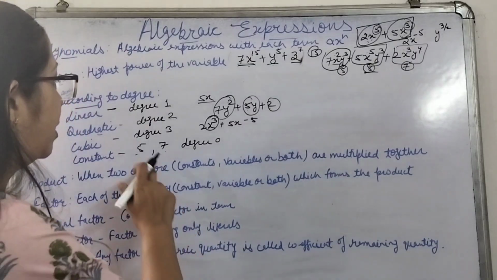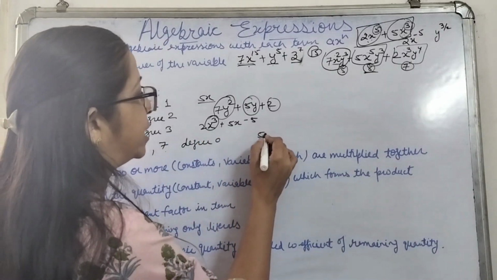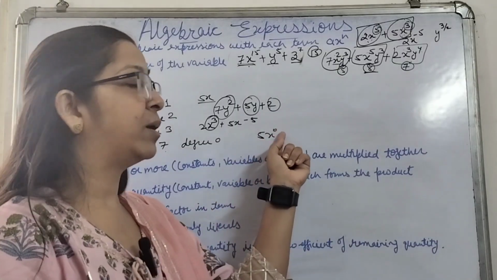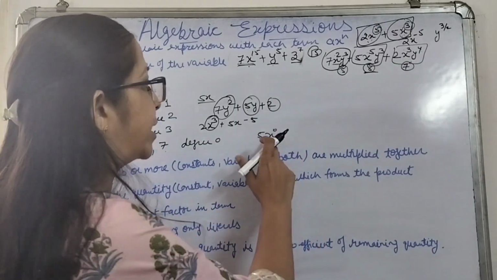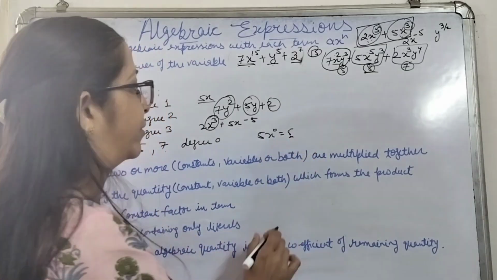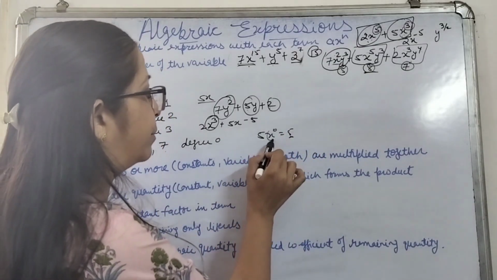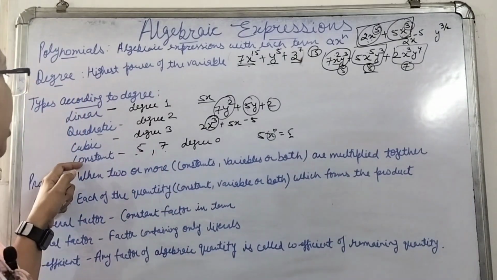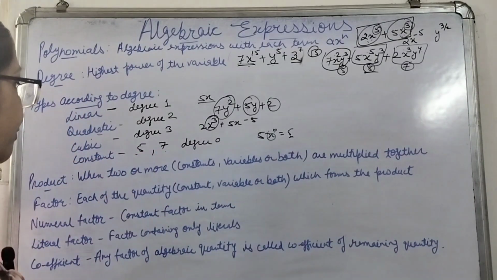Why is the degree 0? Because 5 could even be written as 5x raised to the power 0. We know if any base has the power 0, its value is 1. So x raised to the power 0 will be 1. So this could even be written as 5, and the power of the variable over here is 0. That's the reason the degree for constant polynomials is 0.